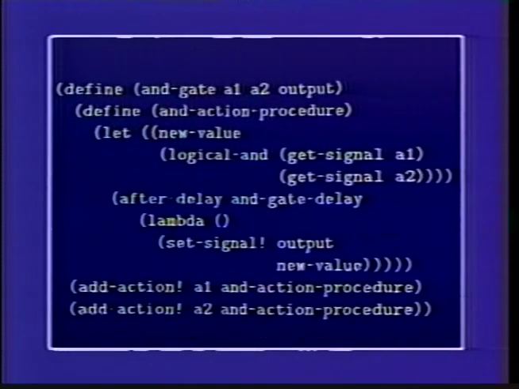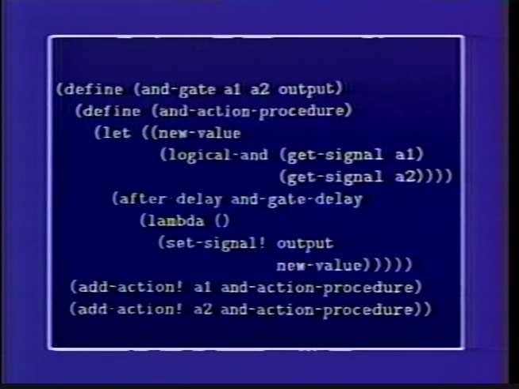AND gates take two inputs, A1 and A2 we'll call them, and produce an output. But the structure of the AND gate is identical to the one we just saw. There's one called an AND action procedure that's defined, which is the thing that gets called when an input is changed. And what it does, of course, is nothing more than compute the logical AND of the signals on the inputs, and after some delay, called the AND gate delay, calls this procedure which sets a signal on the output to a new value.